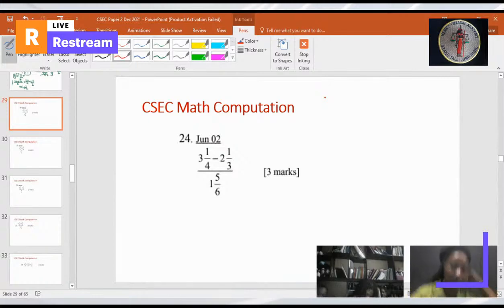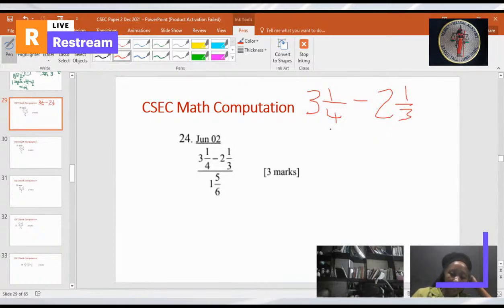3 and 1 over 4 minus 2 and 1 over 3. Okay, so we're working the numerator first. So we're working 3.25 minus 2 1/3. Okay, Amari, go ahead.